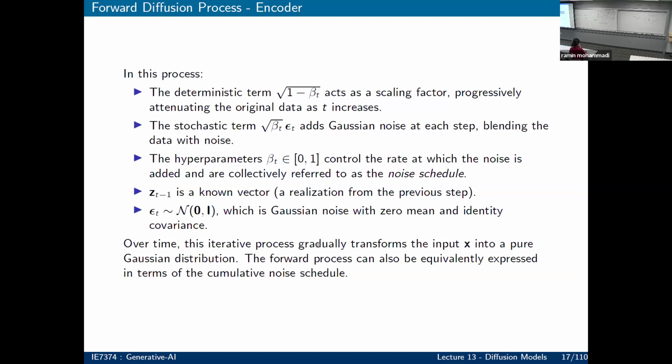Now, these terms that you also see: the first term, which is the deterministic term, is kind of like a scaling factor that you multiply by the x or z t minus 1 that you have, to scale it. The second term, which is the stochastic term, just adds some Gaussian noise to what you have. Beta is something between 0 and 1. Z is the time step latent that you have, and epsilon is simply a noise.